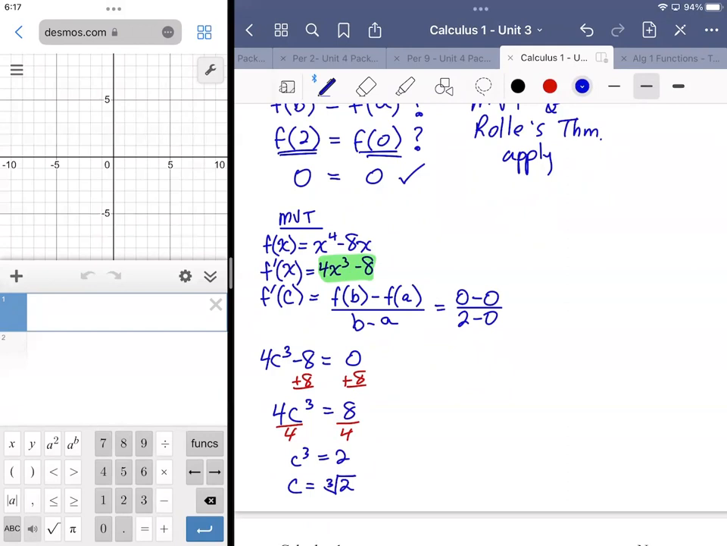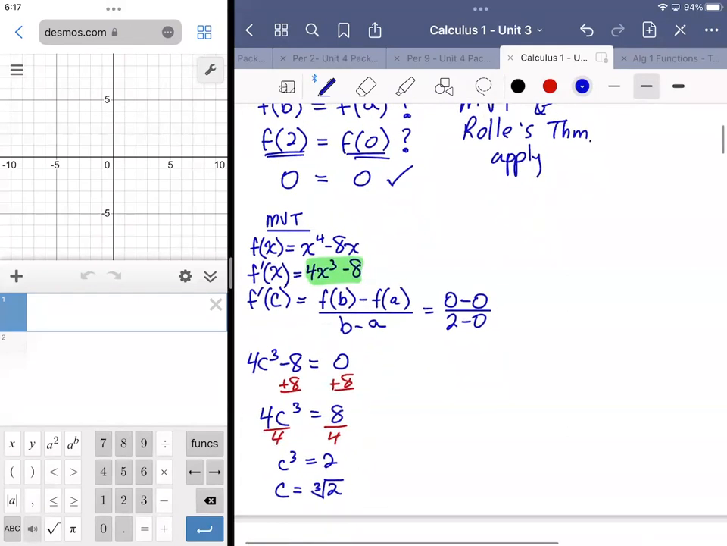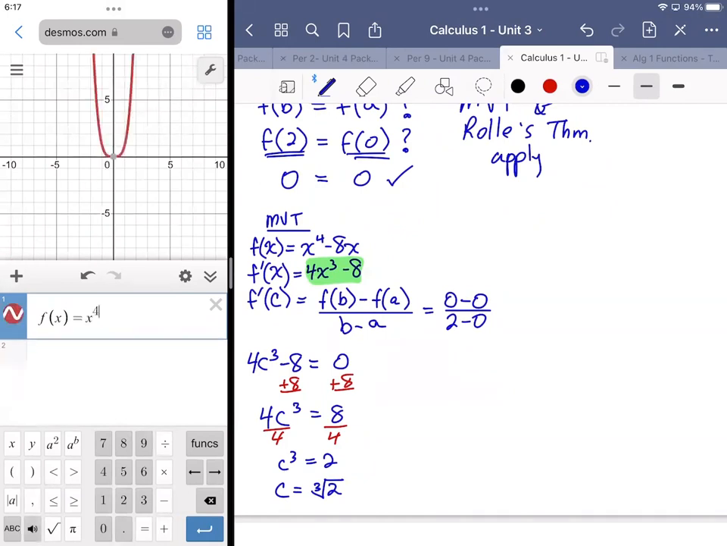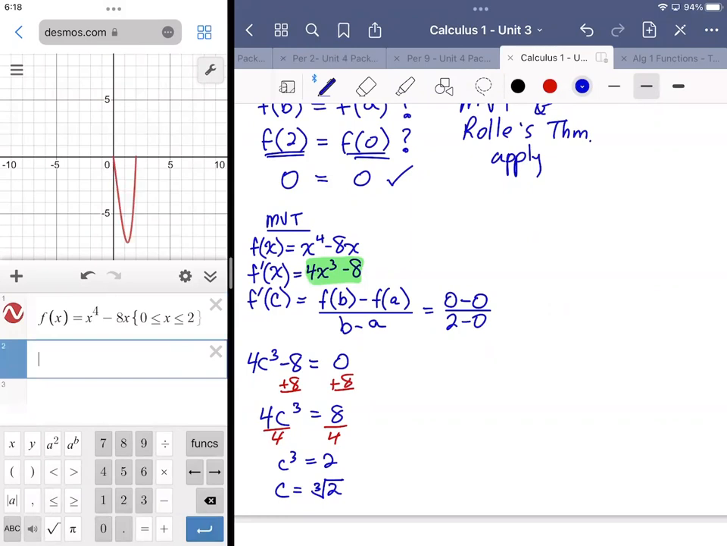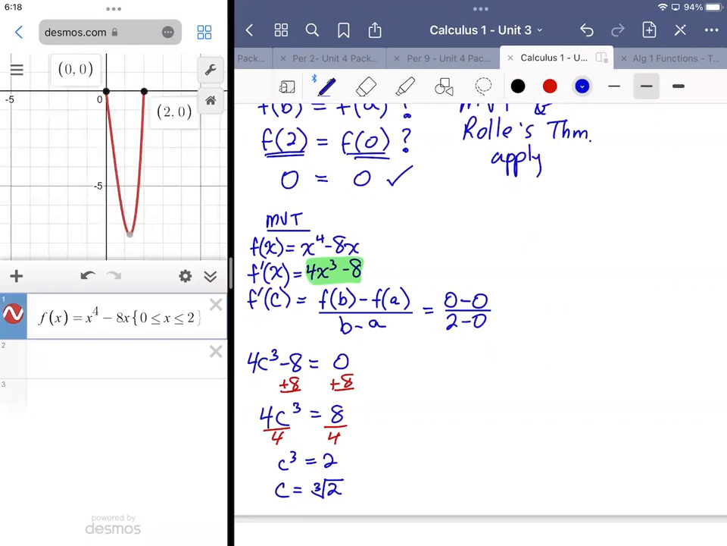And we could at least attempt to verify that by putting my original function in, f of x equal to x to the 4th minus 8x, over the interval of 0 to 2. So squiggly bracket 0 less than or equal to x less than or equal to 2. So it's only this interval that I care about. And you could see the endpoints have the same y value. At 0, we have a y value of 2. At 2, we have a y value of 2. But then we have a turning point here at 1.26.